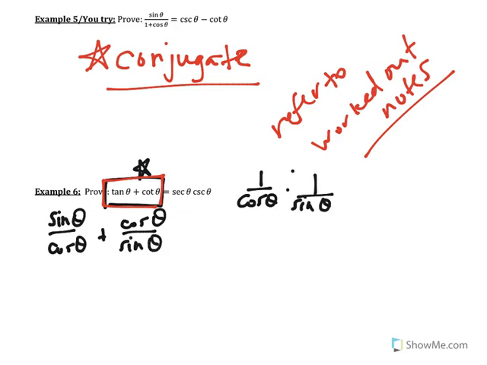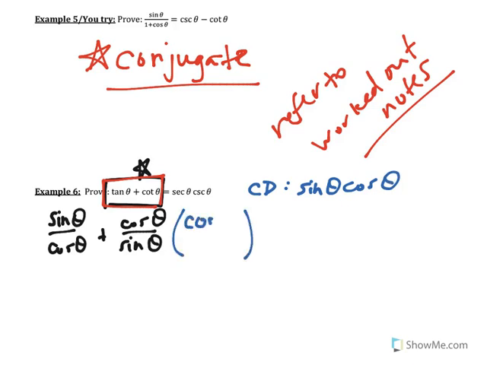Now the big question is, did that help me? Well, I now have a sine and a cosine, but I have different denominators. When I have different denominators, what do I have to do? I need to create a common denominator. So what is my common denominator going to be? One of my fractions has a sine, one has a cosine. So it's going to be sine of theta times cosine of theta. So I'll multiply the right equation by cosine over cosine to get the denominator I need, and the left equation by sine over sine.